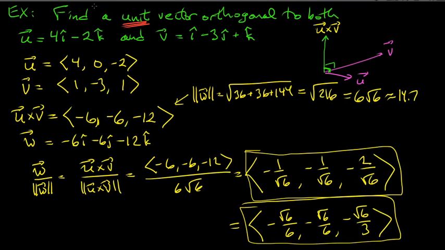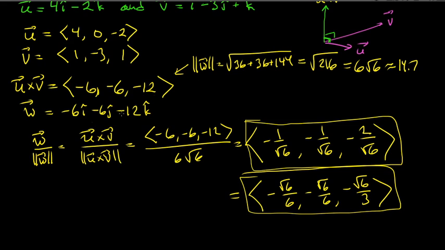So that's it, right? To find a unit vector orthogonal to two vectors, take the cross product of those two vectors and then normalize it. Normalize it means change it to a unit vector, and you can check that this is a unit vector now. And that's it.